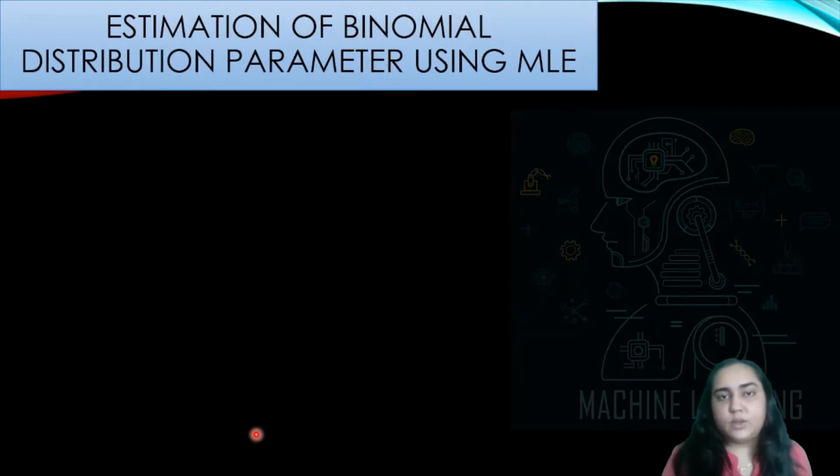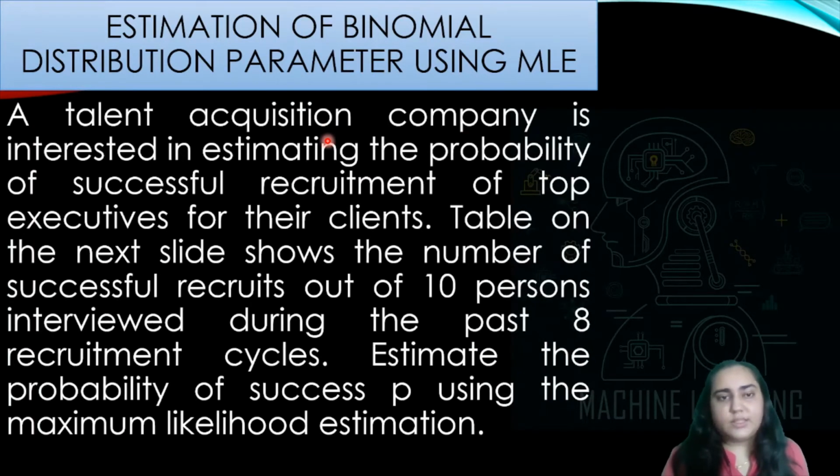Let's take a look at an example of how you can apply MLE for a binomial distribution parameter. So let's say that there is a talent acquisition company, and this company is interested in estimating the probability of successful recruitment of top executives for their clients. And I'm going to, in a while, show you a table which contains in every cycle how many people were recruited out of 10. And what we need to do is estimate the probability of success, which is p, in a binomial distribution using maximum likelihood estimation.